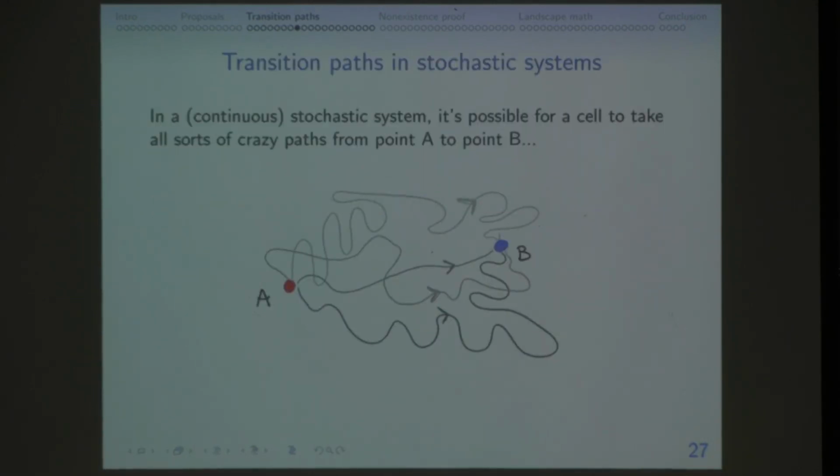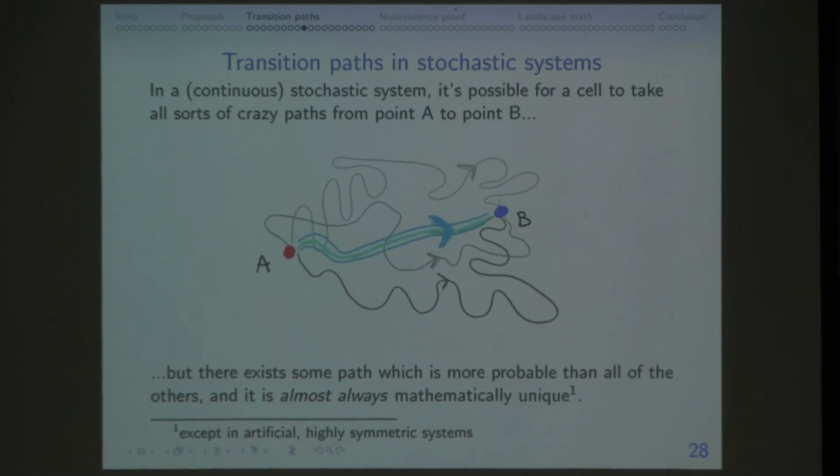Here's a beautiful drawing, courtesy of me. If you imagine, for the moment, a continuous stochastic system, just because that's easier to visualize, and you think about all the ways I could go from point A to point B, you could take all sorts of crazy looking paths. So here, you could go this way, you could go that way, you could go a straightest looking path, whatever.